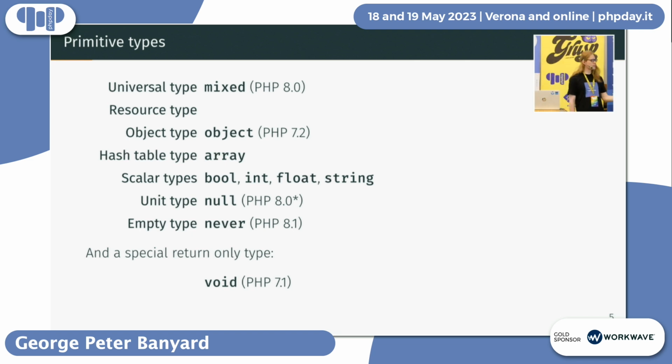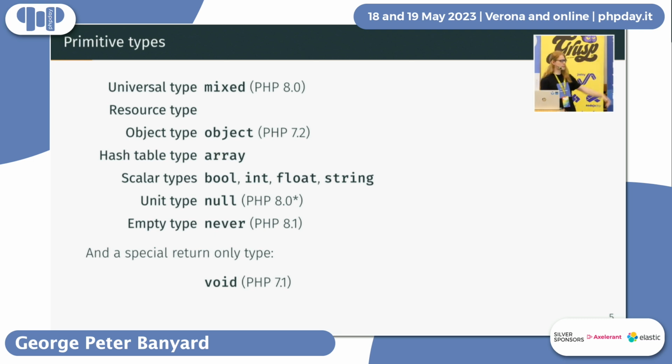And then there's this empty type, which is called never, which is available since PHP 8.1, which means no value inhabits this type. The only time you can use it is as a return type if you either exit the program, if you always throw an exception, or you're in an infinite loop, like in an event loop.